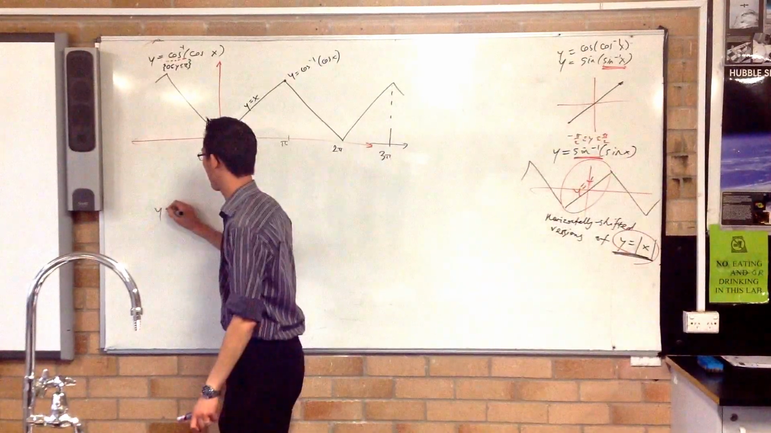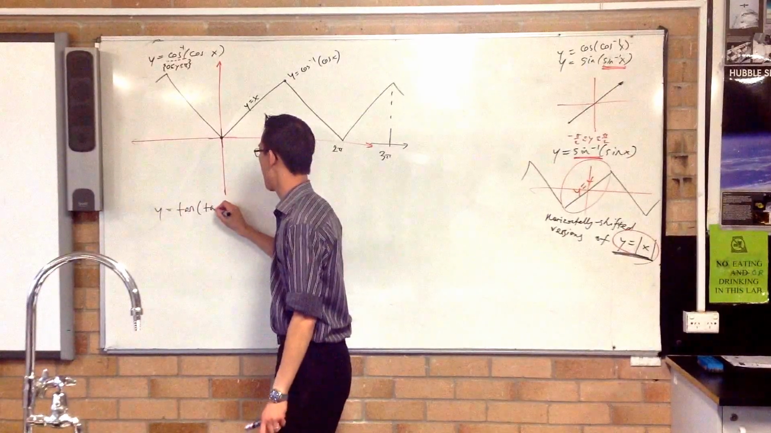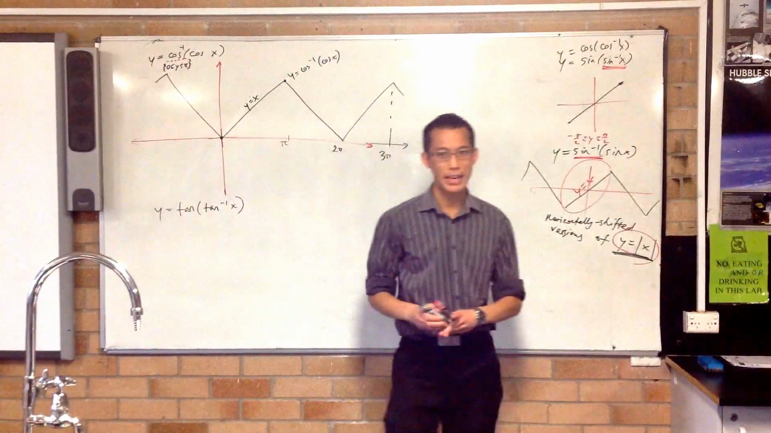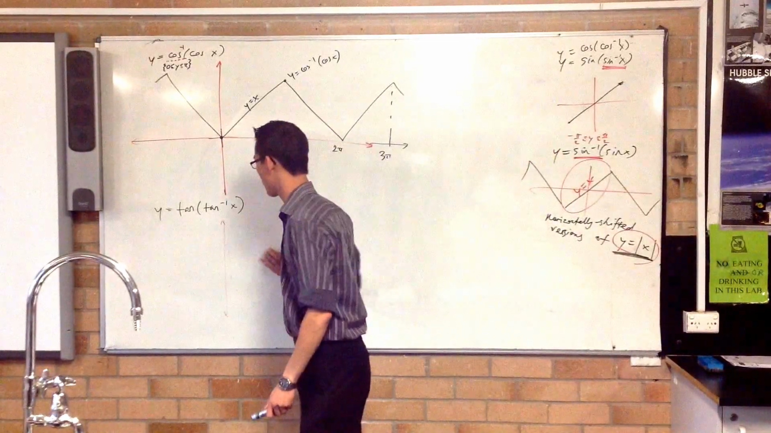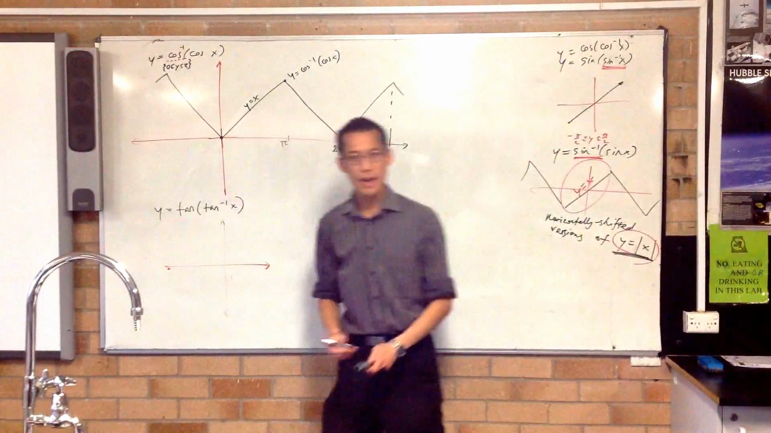Now, we're going through this really quickly, right? Tan of tan inverse, okay? Again, without having to put in values. What kinds of things are you going to expect out of this?